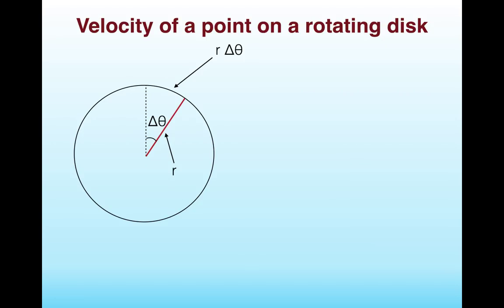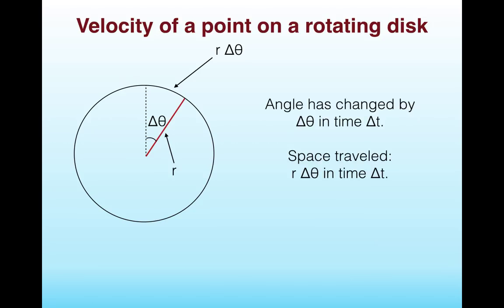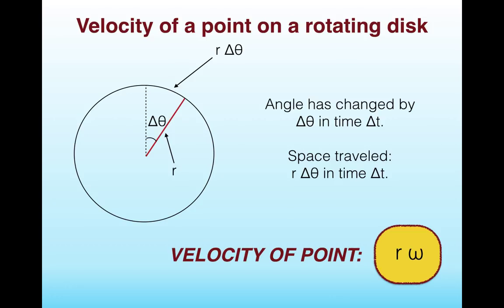As we just discussed, if you move a delta theta, the distance that you've moved along the circle is r delta theta. So that means that the velocity of that point, the change in distance over change in time around the circle, is actually r omega. So v is equal to r omega. That's the velocity of the point as it moves around the circle.